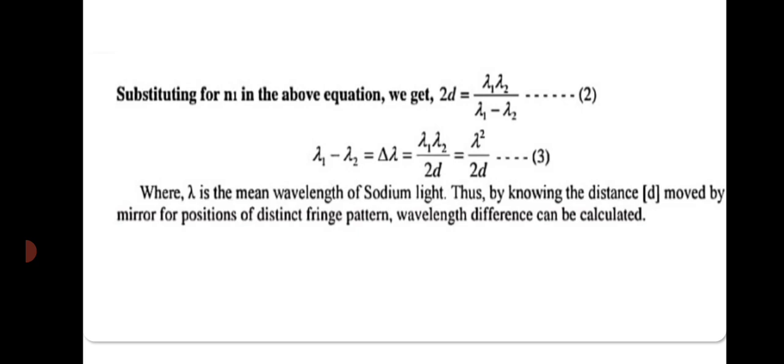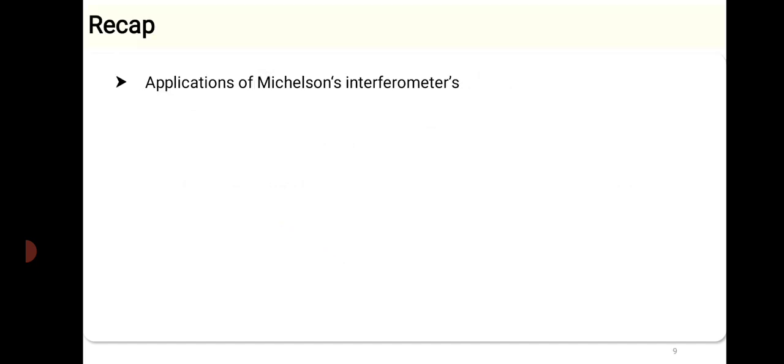On cross multiplication, lambda 1 minus lambda 2, the difference in the wavelength, which is called delta lambda, is equal to lambda 1 into lambda 2 divided by 2d, which is equal to lambda square by 2d, where lambda is the mean wavelength for sodium light. Thus, by knowing the distance d moved by the mirror between positions of distinct fringe patterns, the wavelength difference can be calculated.